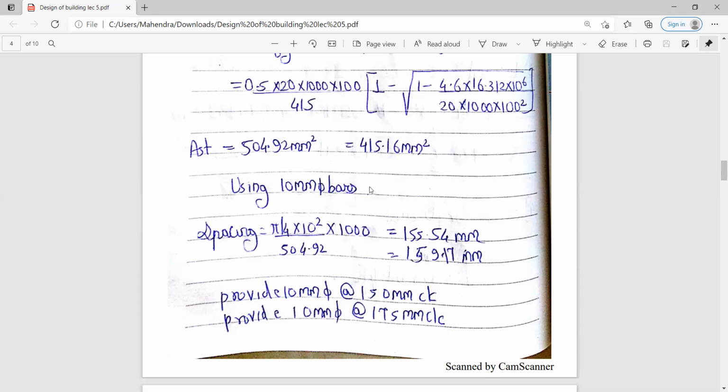Yes, anyone is having any of the doubts up till here? Everyone understood? Then you need to calculate for the distribution reinforcement. Now you had calculated for the main reinforcement. Now you need to calculate for the distribution reinforcement.